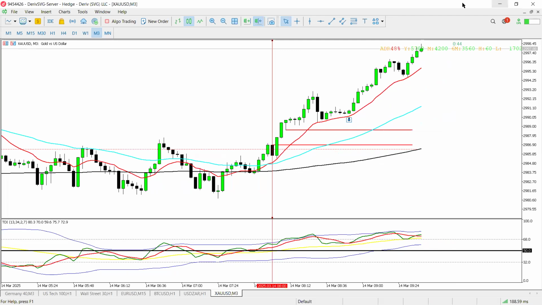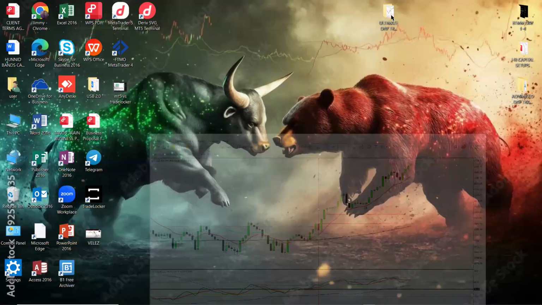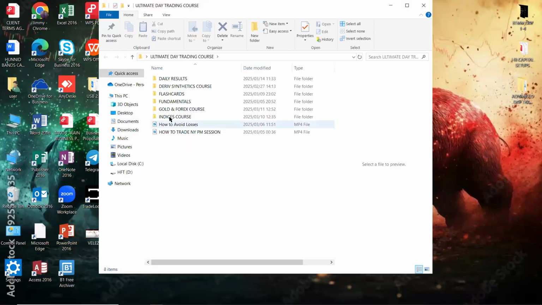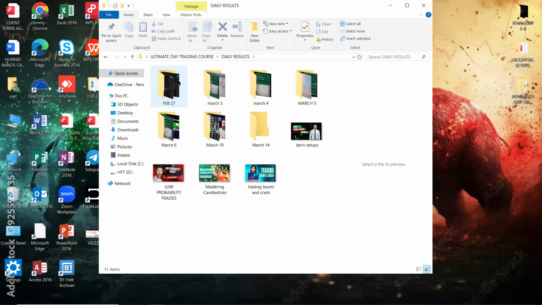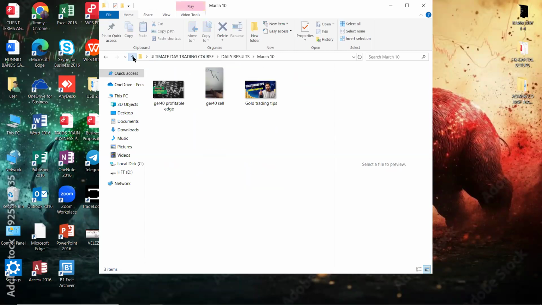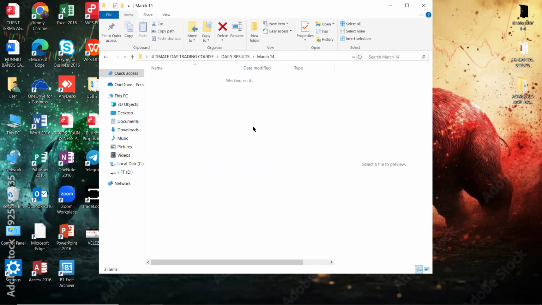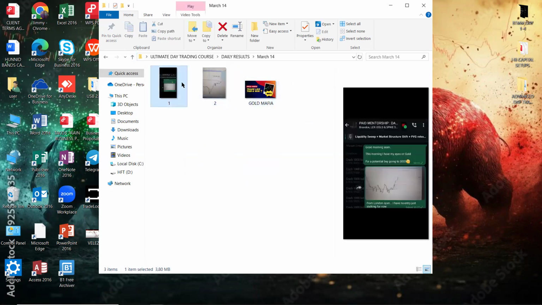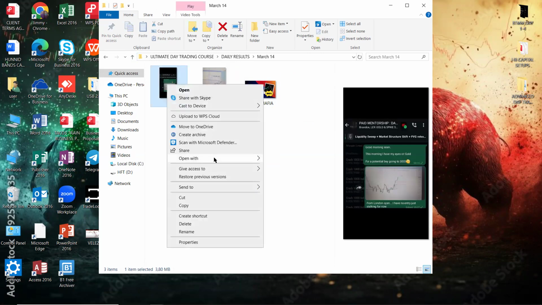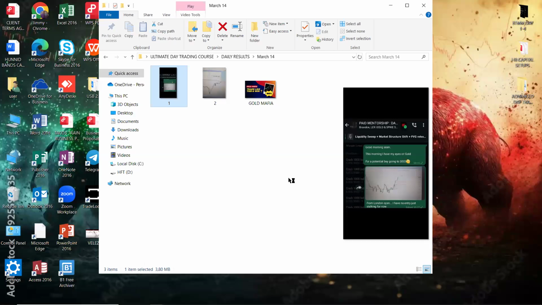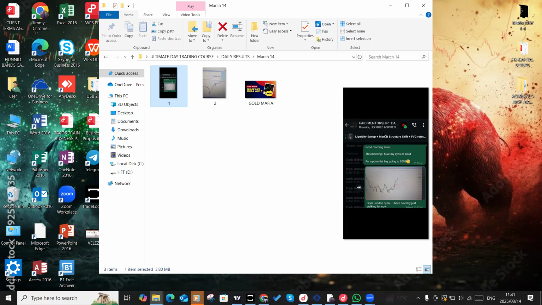So let me quickly show you the result of the trade and what we were looking at with the guys in the mentorship group. Okay, March 14th. All right, so the first thing I want to show you guys is we always try to discuss these setups. If you're in the paid mentorship or if you've got the course, you get access or privilege to be in this community whereby we speak on these setups.